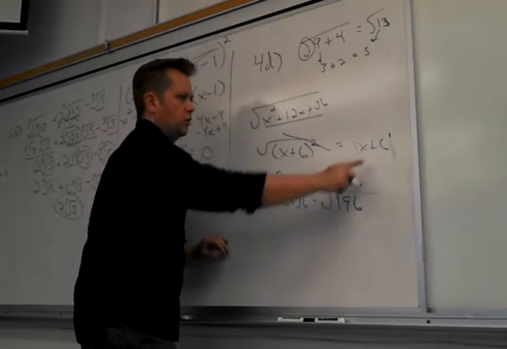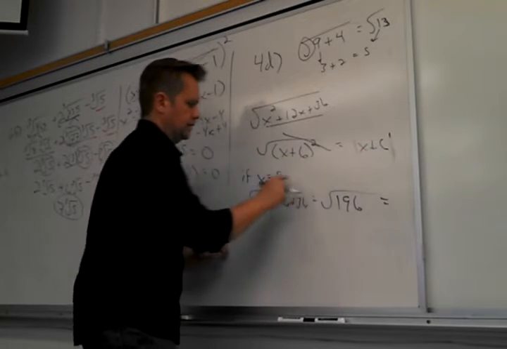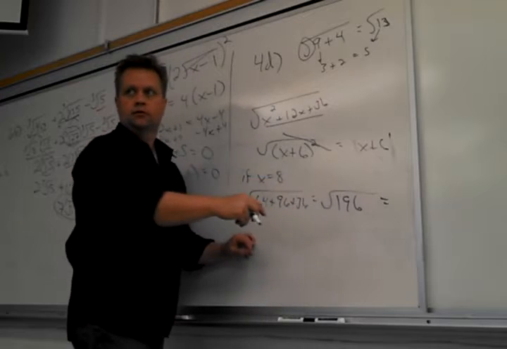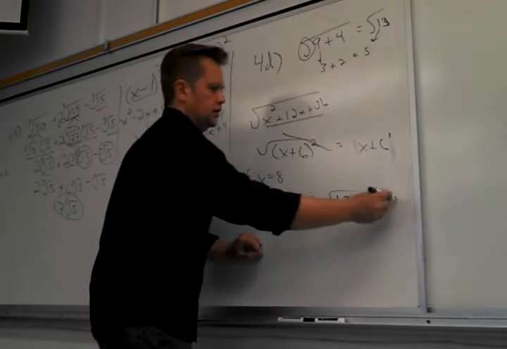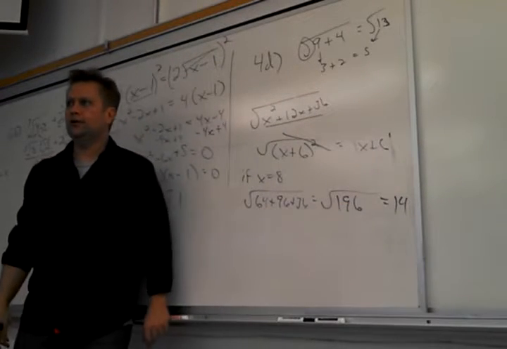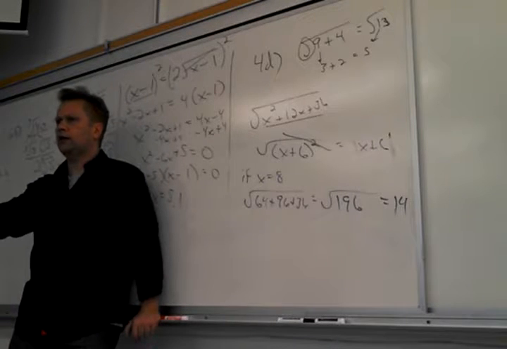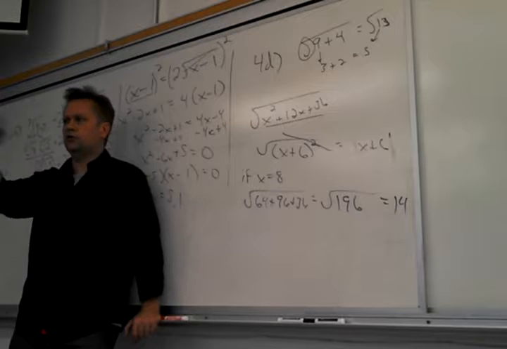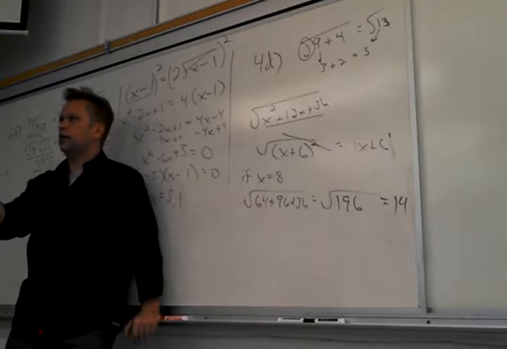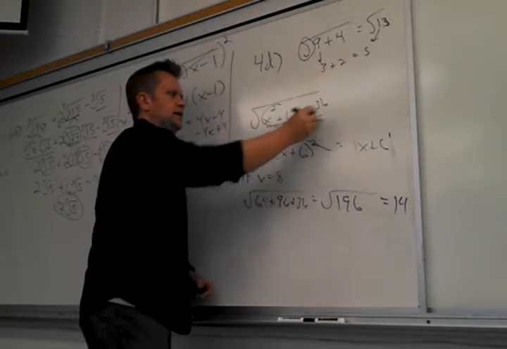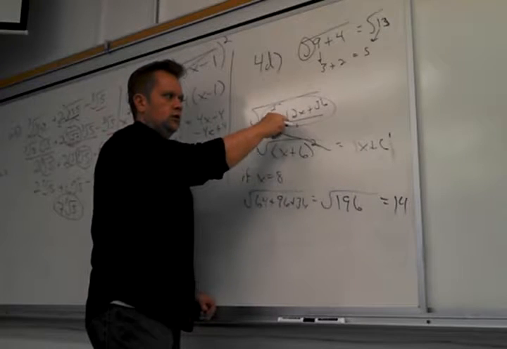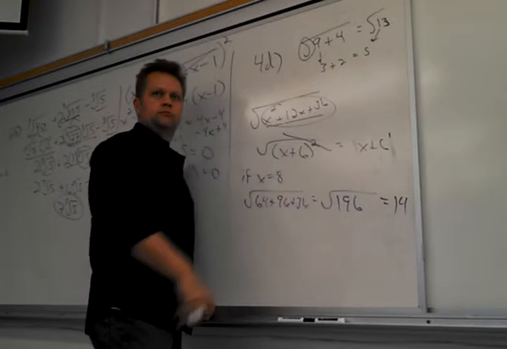Now, what's supposed to be the answer? If x is 8, x plus 6 is 14. Is that true? Is 14 times 14 196? Yeah. And we saw that when we did factoring, right? I put a number in for x, and I showed you that to factor that way. It's nothing magic. It just says no matter what x is, this square root can be done like that.